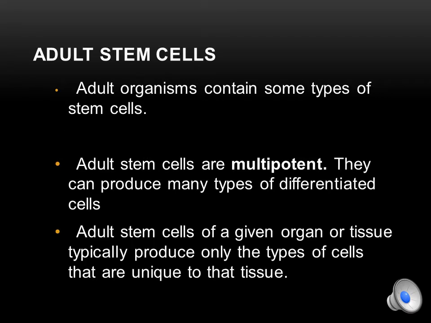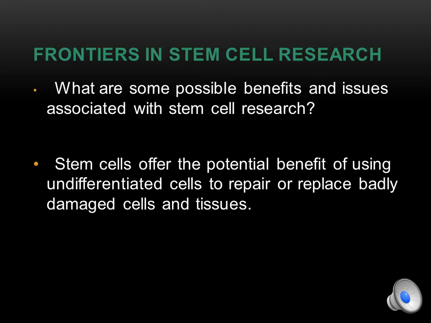Now, adult stem cells are multipotent. They can't necessarily turn into all the different types of cells, but they can be differentiated into many different types. So for instance, you might have stem cells from the liver, and those will turn into liver cells. Stem cells from the nerves will turn into nerve cells.